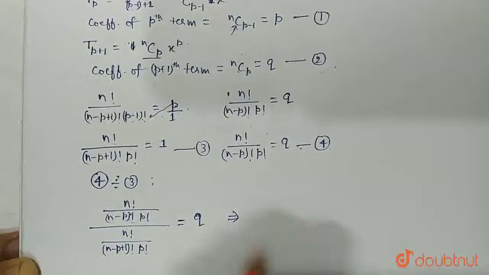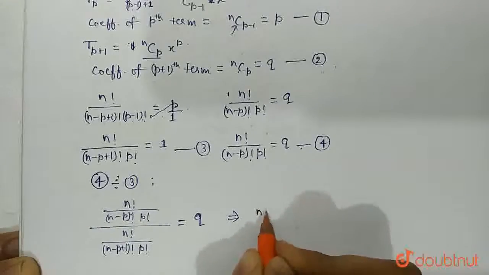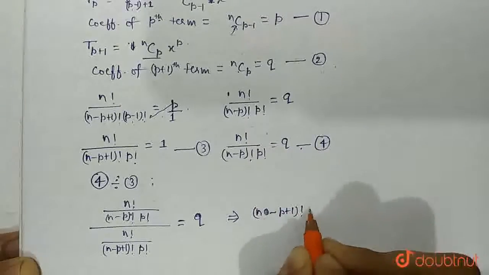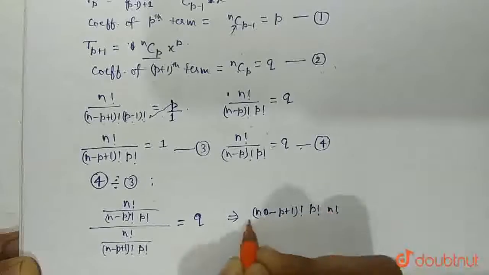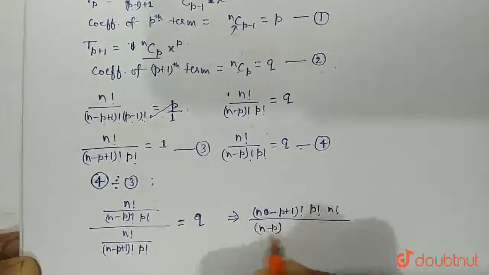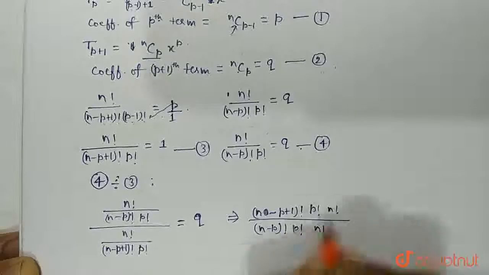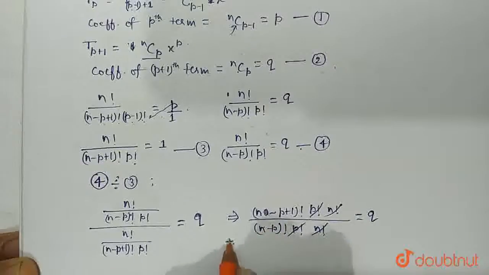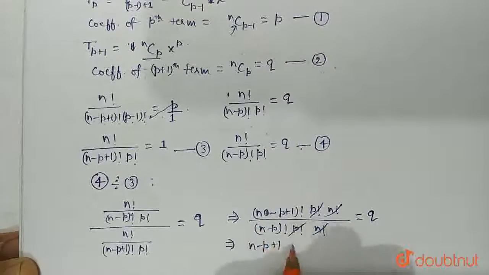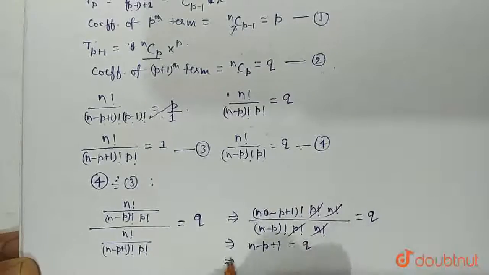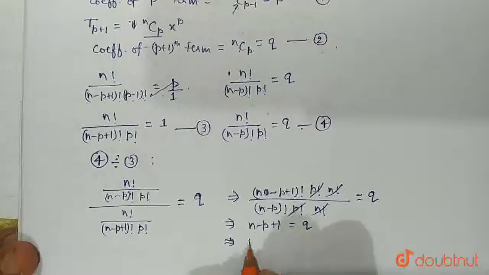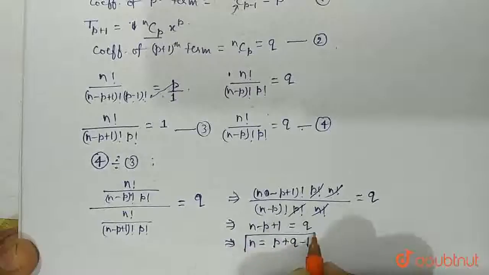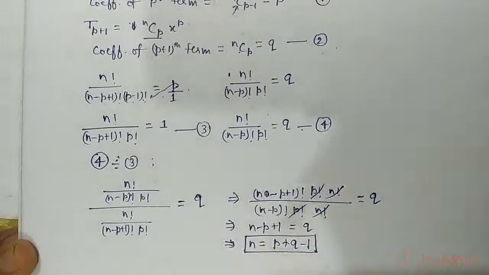We solve this further, so we get n minus p plus 1 factorial p factorial n factorial upon n minus p factorial n factorial. P factorial and n factorial get cancelled, and here what will remain? N minus p plus 1, which equates to q. So we have to find the value of n in the question, and we get the value as p plus q minus 1. So this is the final answer.